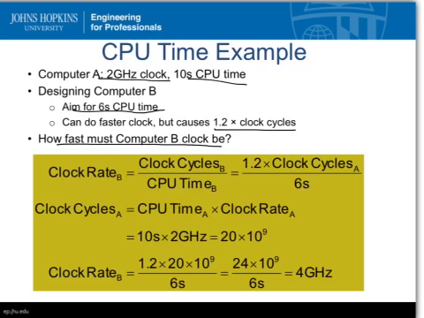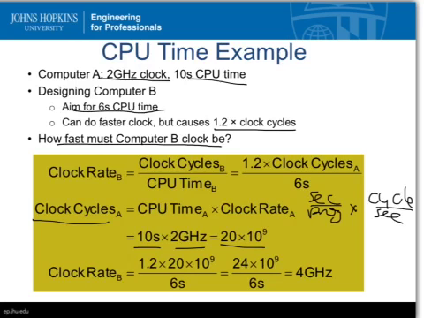So first we're going to get the number of cycles in our program. That's going to be the time to run the whole program times the number of cycles per second. So this will give us seconds per program times cycles per second.